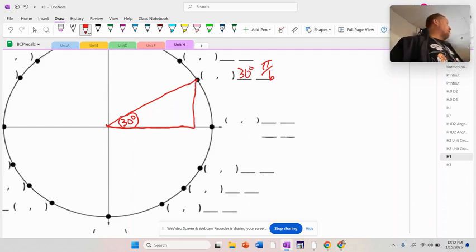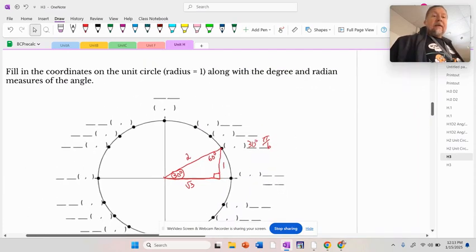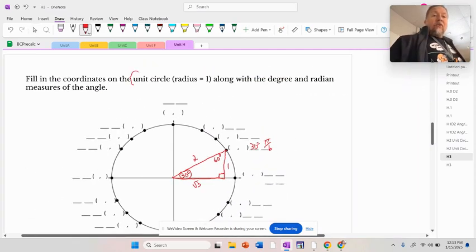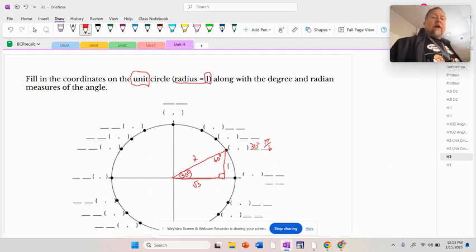So what side is this? What side is this? We have to have it memorized. 1. What side is this? What side is this? √3. And then what side is this? 2. But this is called a unit circle where the radius equals 1.